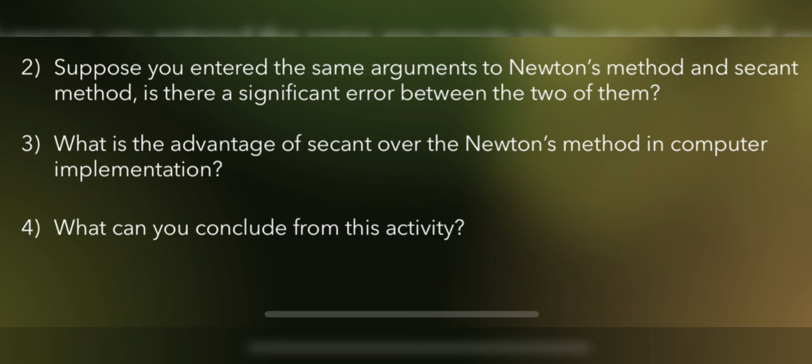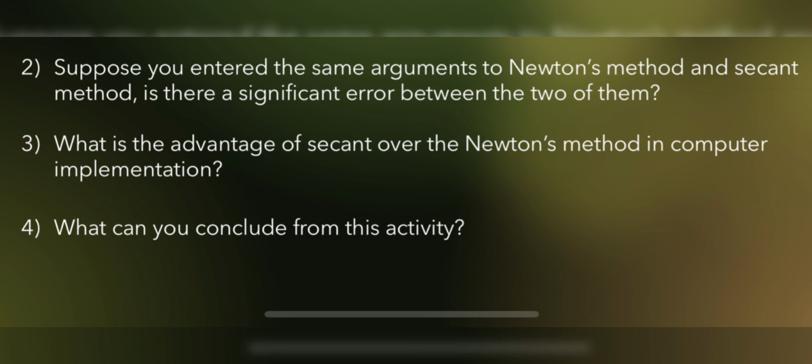The answer is no. There's no significant error between Newton's method and the secant method when we enter the same arguments. For question number 3, what is the advantage of the secant method over Newton's method in computer implementation? The advantage is that it converges at a faster than linear rate and doesn't require the use of the derivative of the function. It also requires only one function evaluation per iteration, as compared with Newton's method, which requires 2.